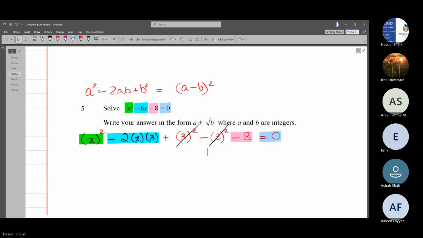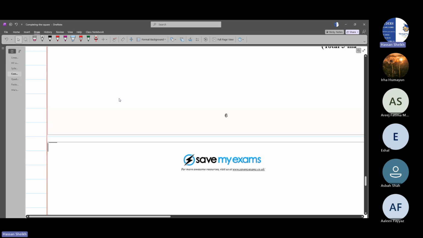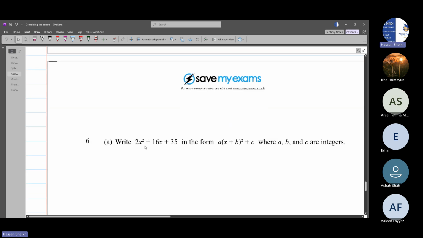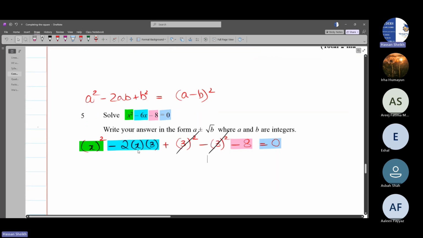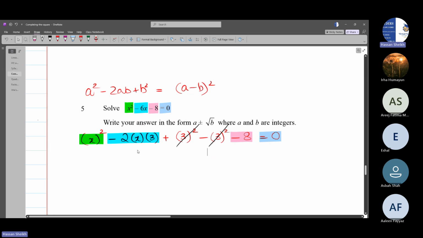If it is not positive one, you need to turn it into positive one. We'll discuss some questions later on. Look over here: is the coefficient of x square positive one? No. So we'll solve this question later on. But if the coefficient of x square is positive, then you need to check the formula, which formula to use.